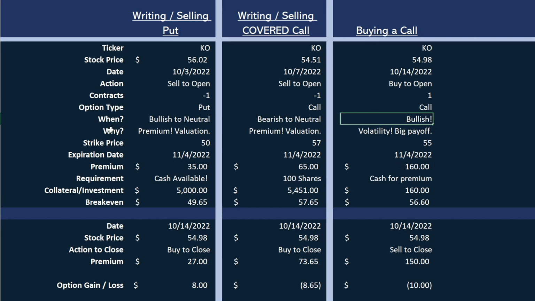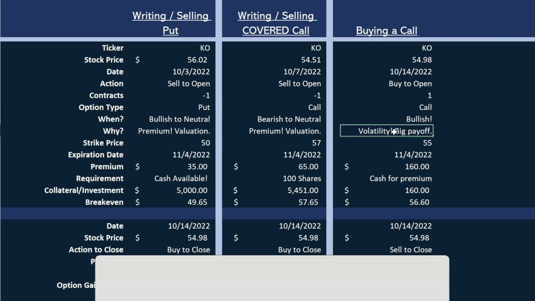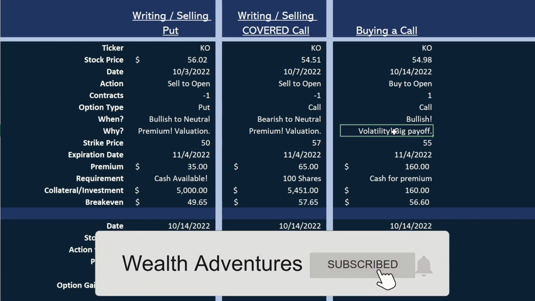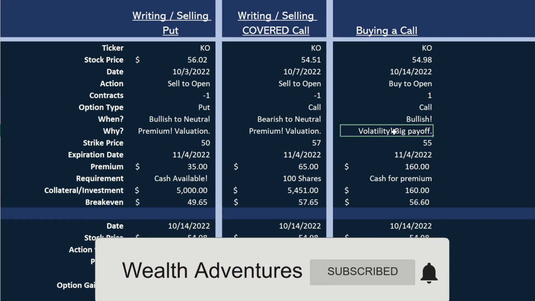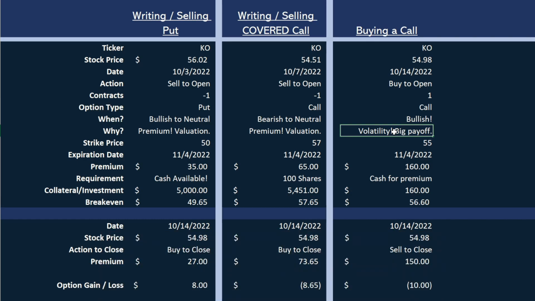So the reason or the why behind this is, well, it's a volatility play. Again, we're looking for volatility where it's not really expected. And we want a big payoff in this case, okay? You can have small wins as well when you're buying a call, but we're looking for that big payoff. We're looking for lots and lots of volatility. So we're going to pick a strike price of $55 a share. That's right at the money, right? It's at $54.98. So we call that at the money. We're buying an at-the-money call.